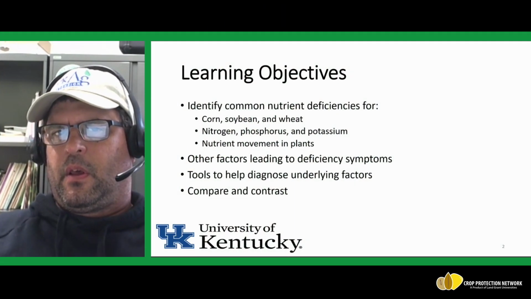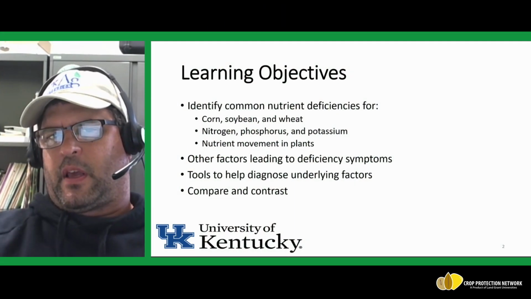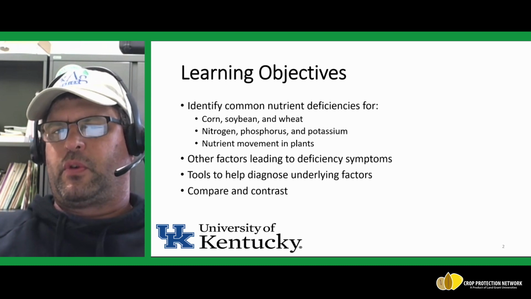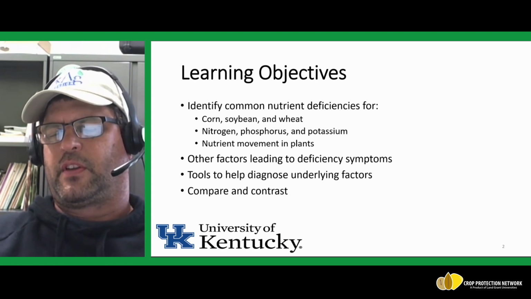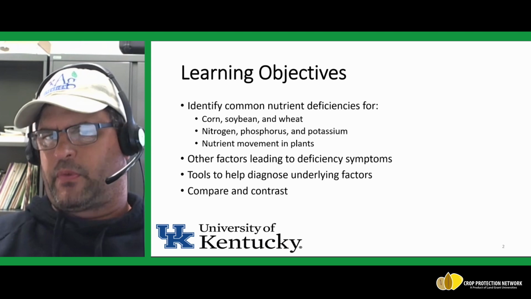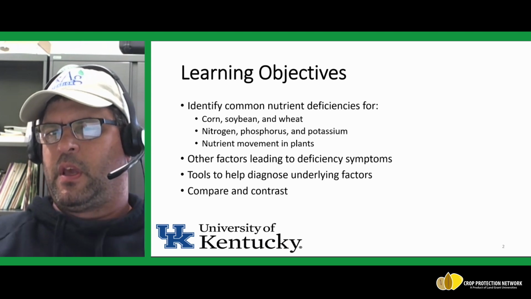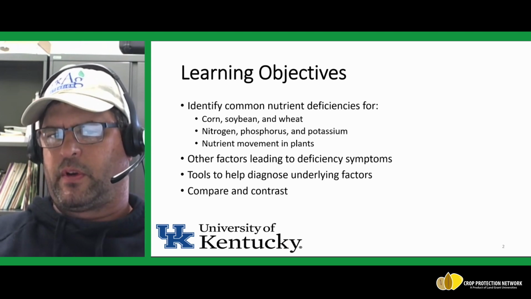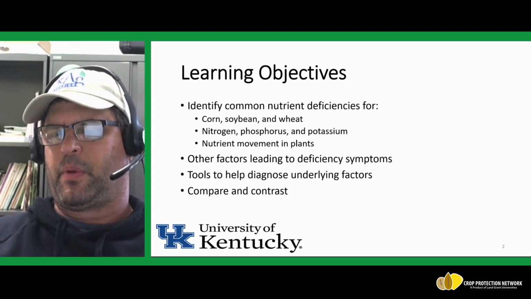Today we'll be discussing nutrient deficiencies and causes and how to identify these in the field. The things we're going to cover today are being able to identify common nutrient deficiencies for the major row crops, corn, soybean, and wheat. And we're going to be looking at macronutrients, the nitrogen, phosphorus, and potassium.